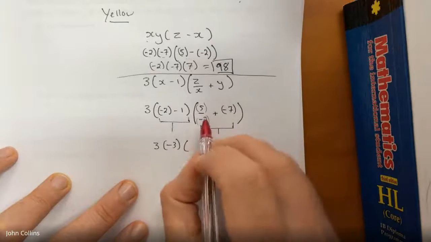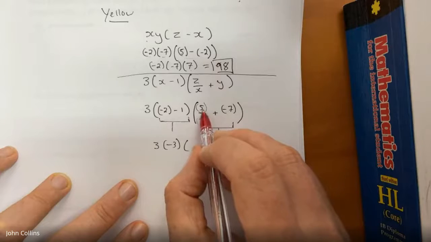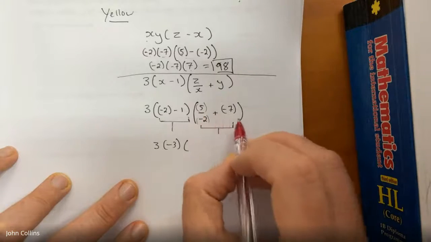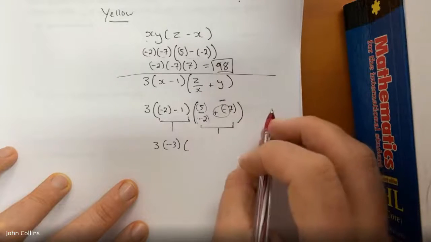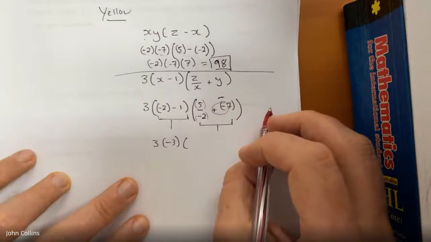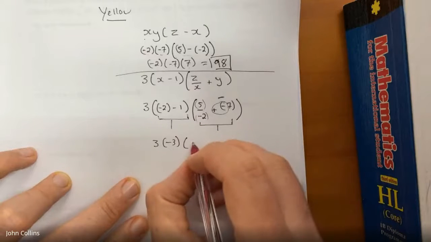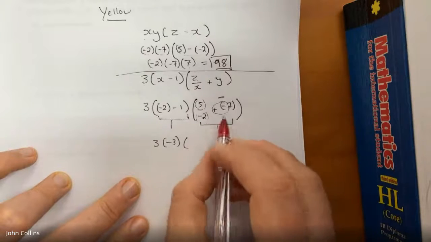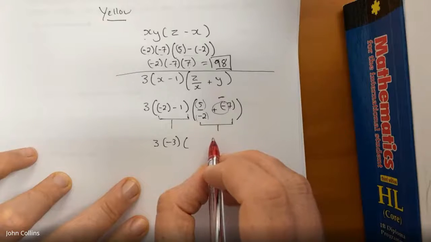Now this is not quite as easy. I have 5 over negative 2, so that's negative 2.5, I suppose. Plus minus 7. So plus minus 7 is a minus 7. Plus and a minus is a minus. So we should remember that from our number unit at the start of the year. This is a fraction. It's 5 over negative 2 minus 7. How do I do that? Well, I need a common denominator.